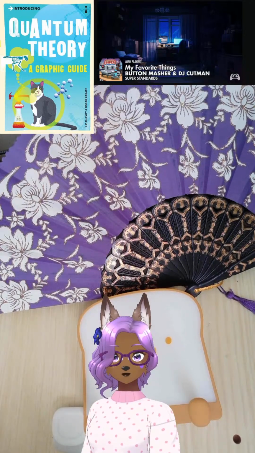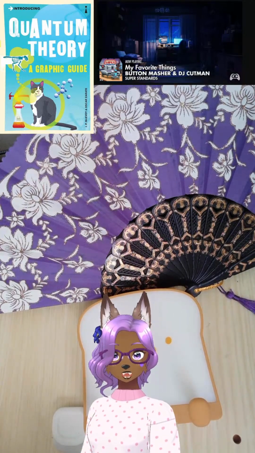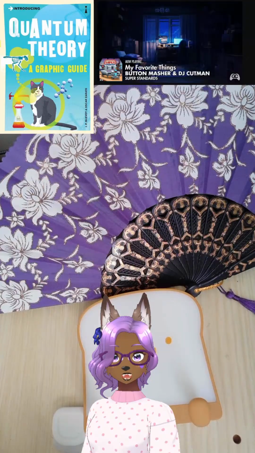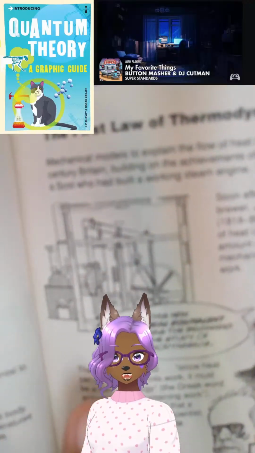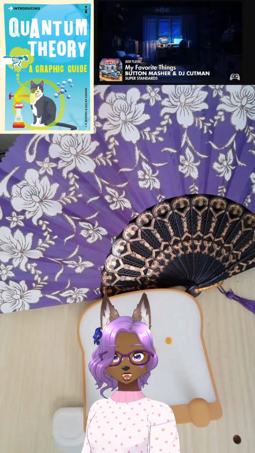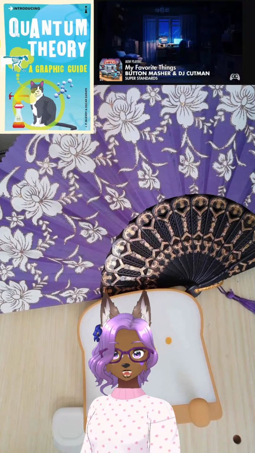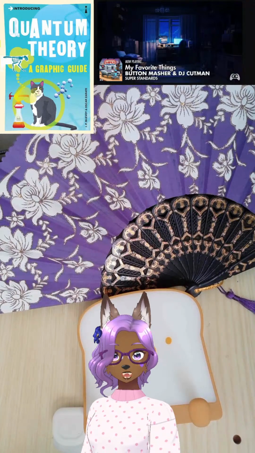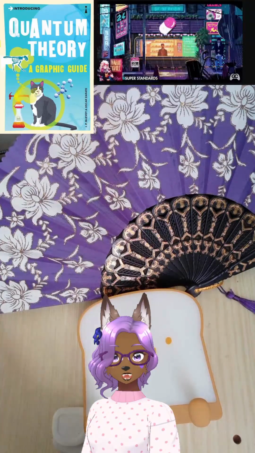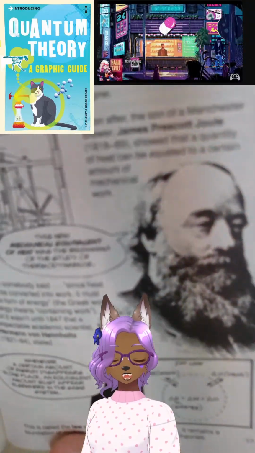First law of thermodynamics. Mechanical models to explain the flow of heat developed quickly in 19th century Britain, building on the achievements of James Watt, 1736 to 1819, a Scot who had built a working steam engine. And here's a diagram of the steam engine itself. Soon after, the son of a Manchester brewer, James Prescott Joule, 1818 to 89, showed that a quantity of heat can be equated to a certain amount of mechanical work. This new mechanical equivalent of heat was the beginning of the study of thermodynamics, and that's our man there with the beard.